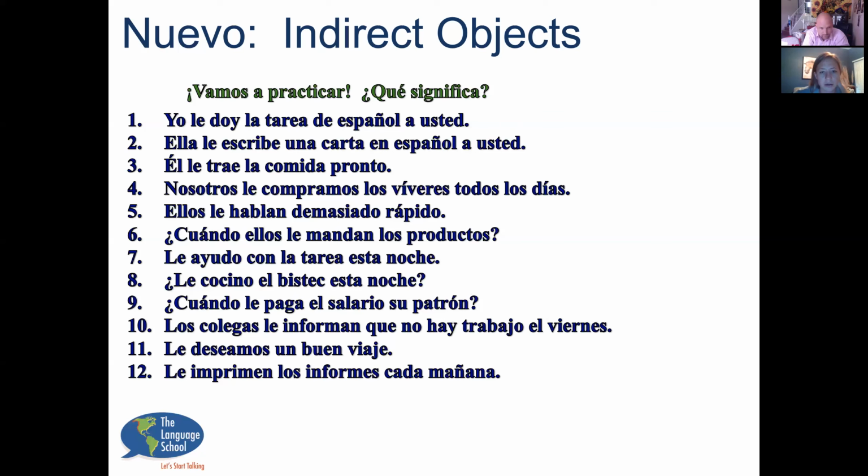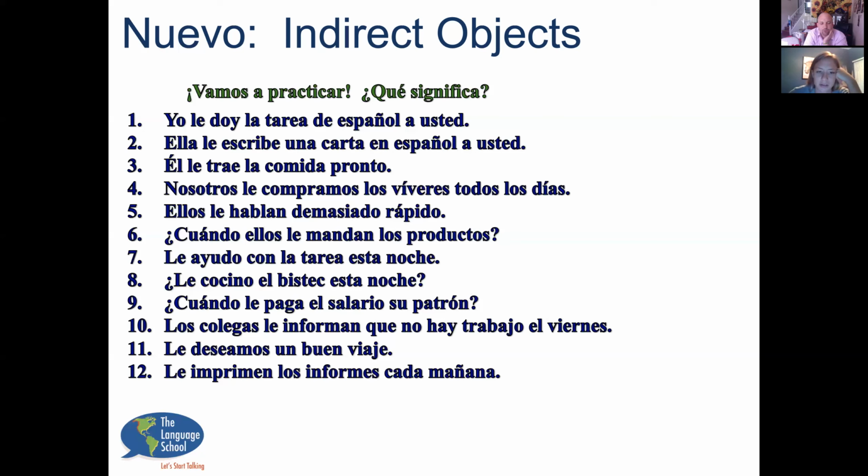When will your boss pay you the salary? Yep. In this situation, it is because we're in the usted form. It is when will your boss pay you? Good. Los colegas le informan que no hay trabajo el viernes. The colleagues inform you that there's no work on Friday.